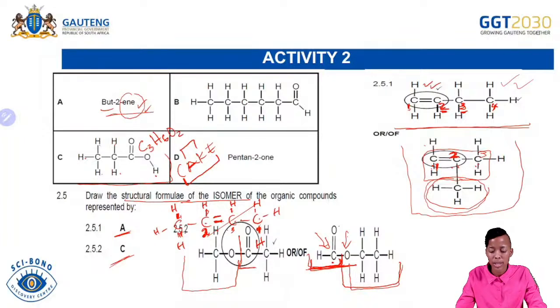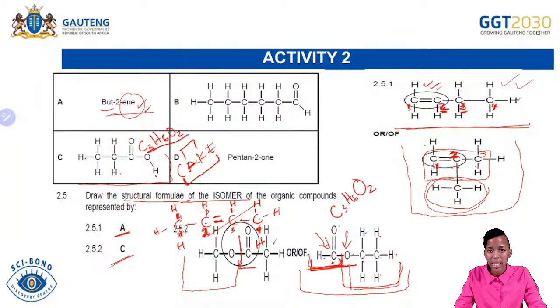You have 2 oxygens. And then again, to verify, you can count the number of carbons that you have there. So how many carbons do you have there in total? It's 1, 2, 3 carbons. And then how many hydrogens? 1, 2, 3, 4, 5, 6 hydrogens. How many oxygens? 1, 2 oxygens.